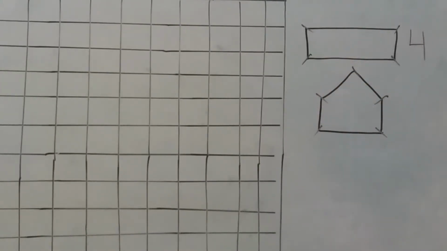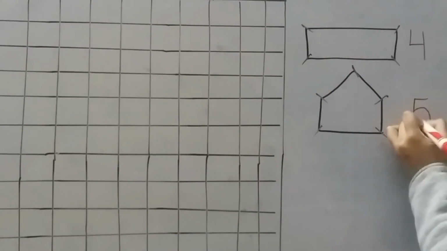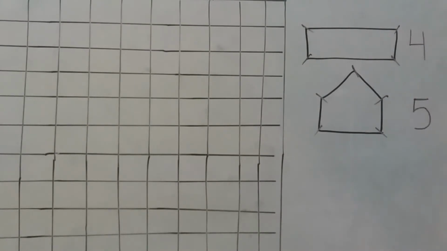See, penta, I told you penta means 5. So 5 sides, okay? How many sides does a pentagon have? Pentagon has 5 sides. Now let's look at the next shape that we are going to do. The next one is hexagon.